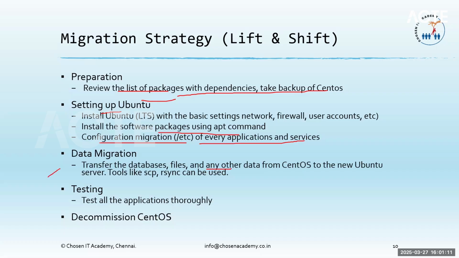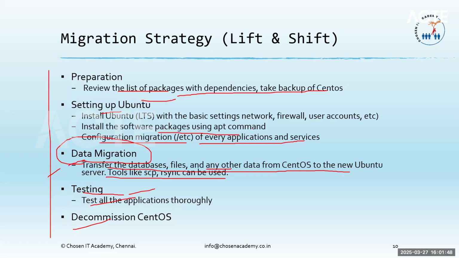And the third step is data migration. If we have some SQL or something like that, we can simply transfer the database files from the CentOS to the new Ubuntu server. We can use tools like SCP or rsync. It's a simple file transfer, where we can transfer the files securely from one place to another. Once we have this ready, it's ready for testing. So we can test all the applications thoroughly one by one. And once we are done, we can decommission the CentOS. So this is the strategy which we can follow for migrating from CentOS to Ubuntu.